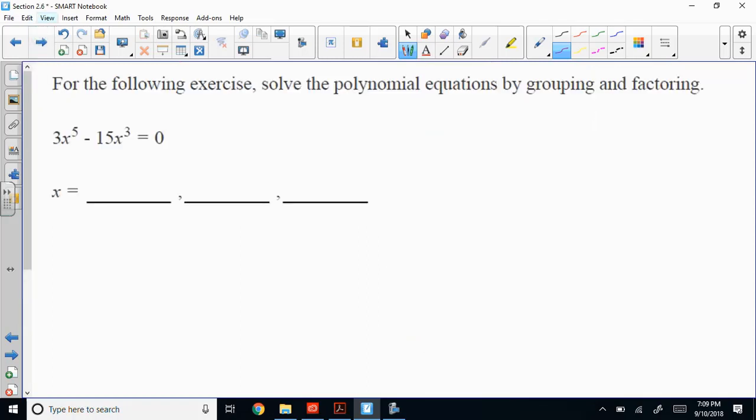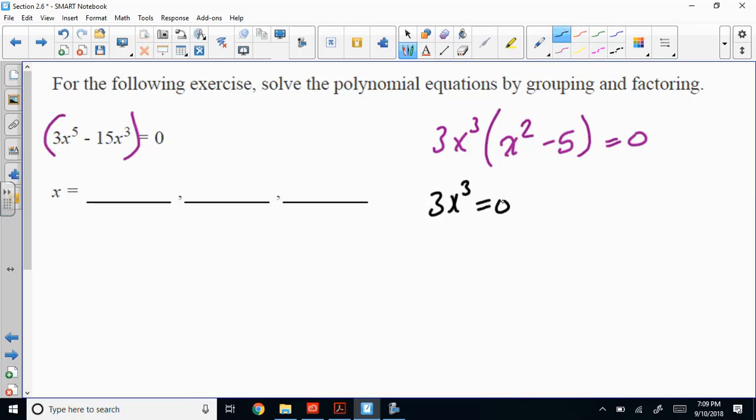So let's look at this one. We're not going to do anything different to this one other than the same that we did before. So we're going to GCF this, and we're going to factor a 3x cubed out of it. So that leaves me with x squared minus 5, right, equals 0. All right, so in doing that, we have 3x cubed equals 0, right? And x squared minus 5 equals 0.